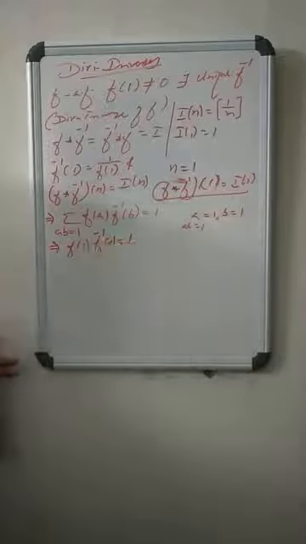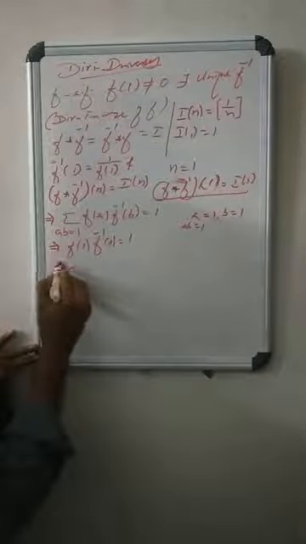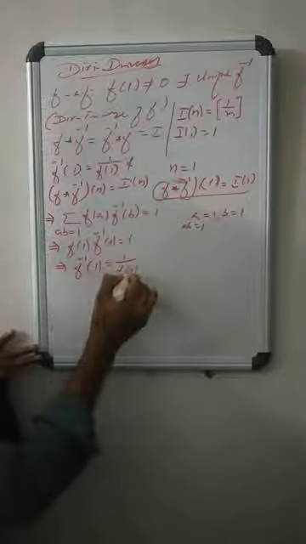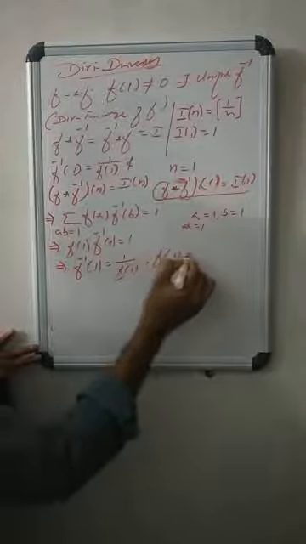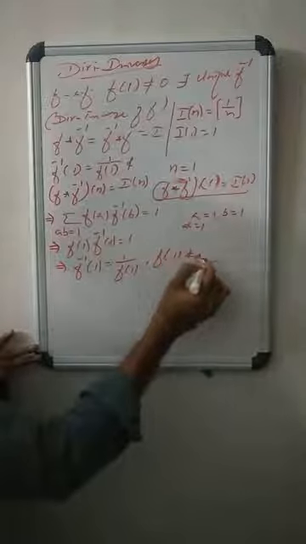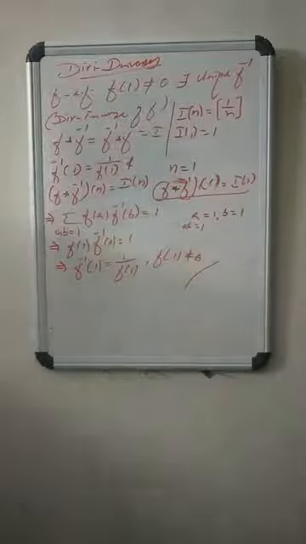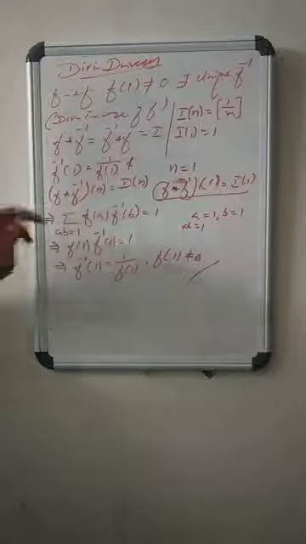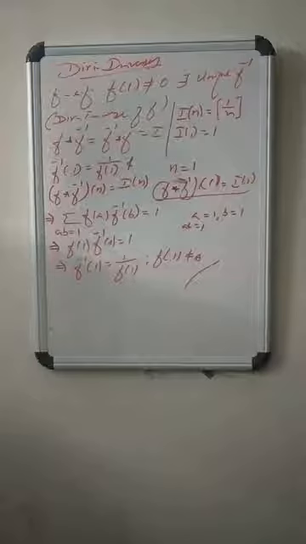Agreed? Okay. f of 1 into f inverse of 1 equals 1 means, what is f inverse 1? It is 1 by f of 1, provided f of 1 strictly differs from 0. So f inverse of 1 equals 1 by f of 1 is proved. That is the first part. Now come to the second part.